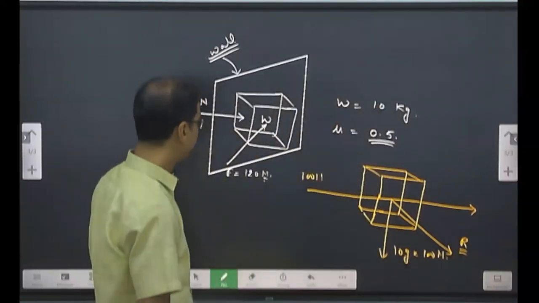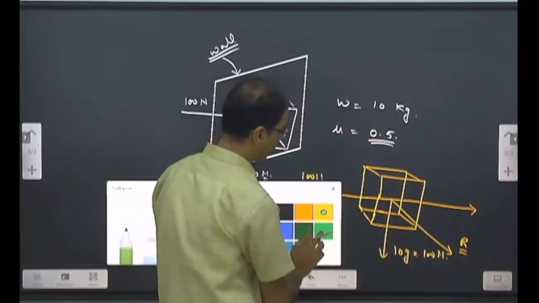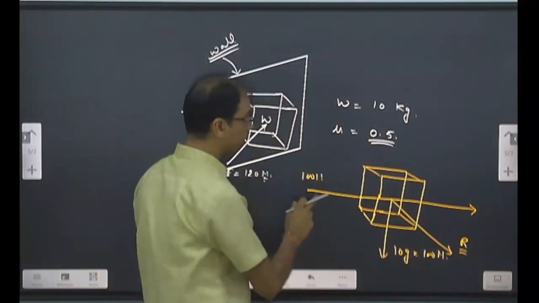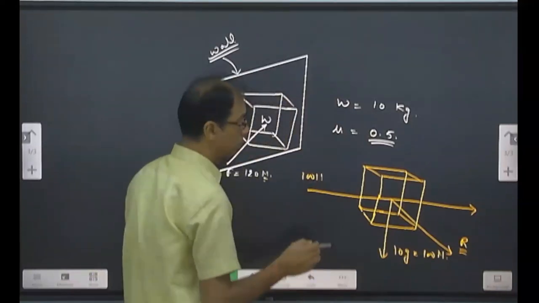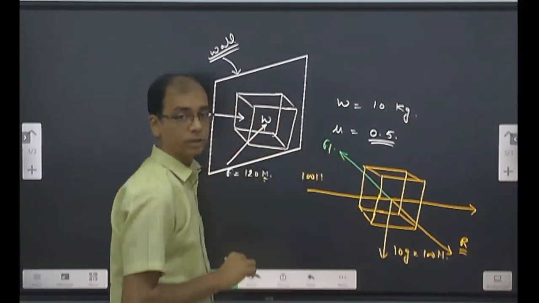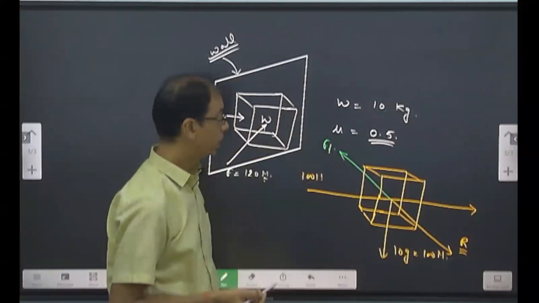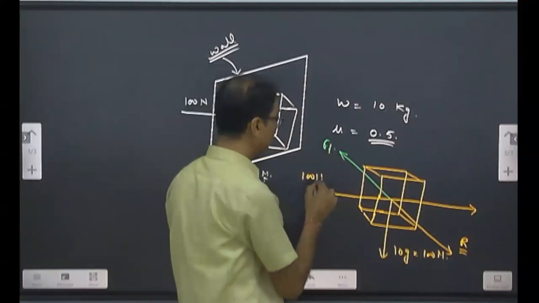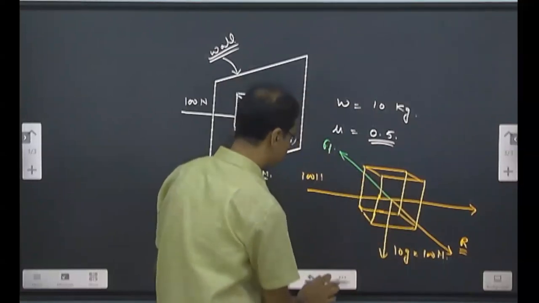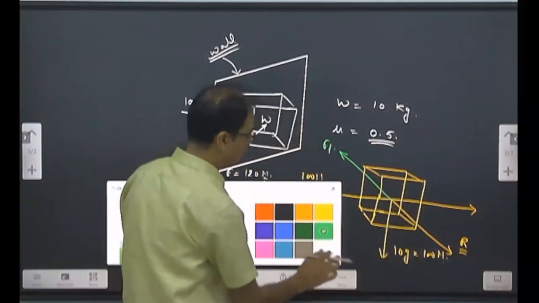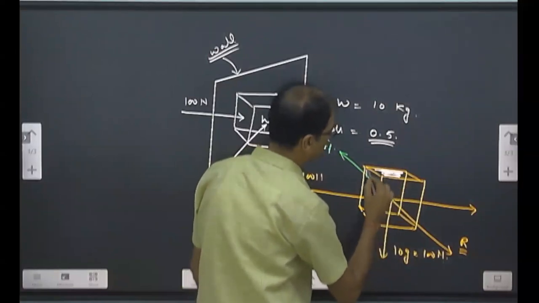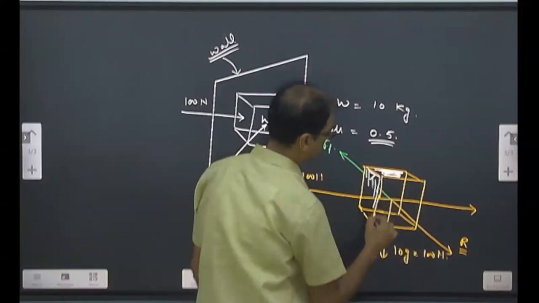Who is going to prevent it? Friction. Where will friction act? Friction always acts opposite to the moving force. Which is the moving force, this 100 or the resultant? Resultant. So friction will be acting in this direction, remember. Now the question is, what is friction? Friction will be μN. But what is N here? Because this is not acting perpendicular to the wall. The wall is behind. This is the wall here.